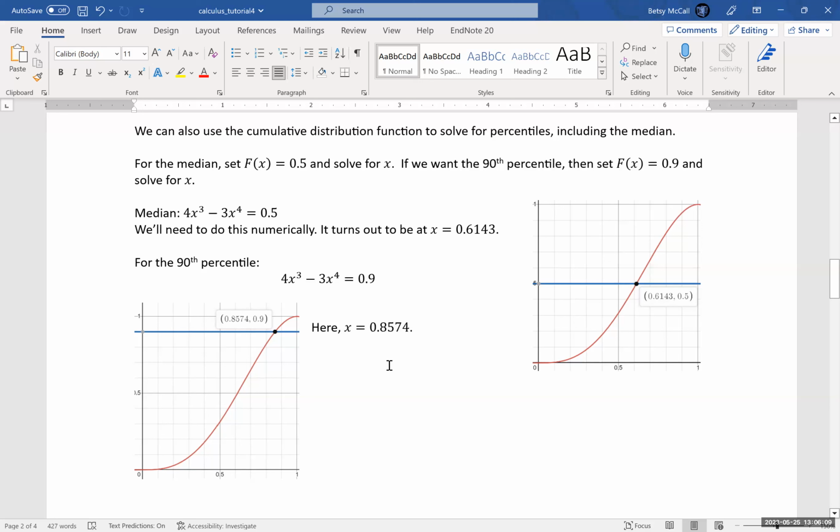So that is sort of the basics behind continuous probability distributions and their basic properties using calculus.